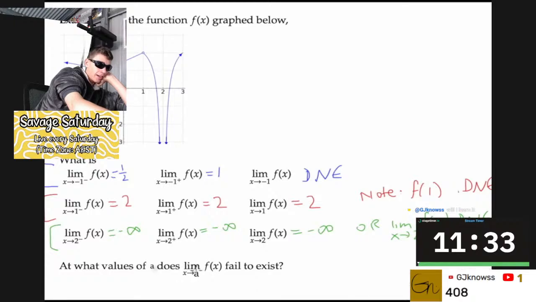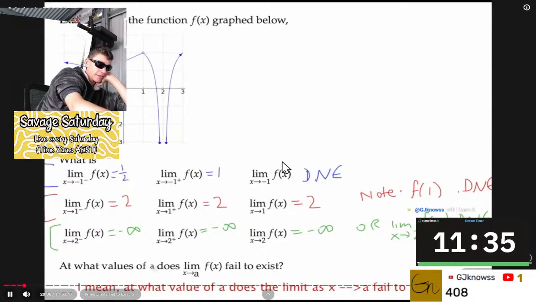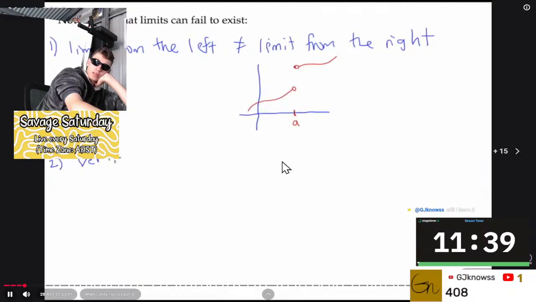So the limit of f of x fails to exist at x equals 2 in the finite sense, where there are vertical asymptotes.